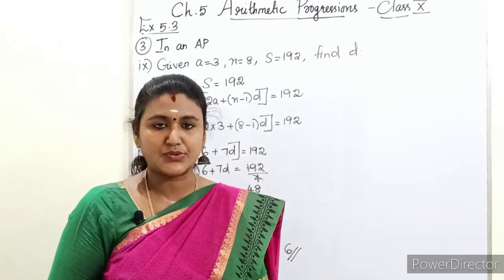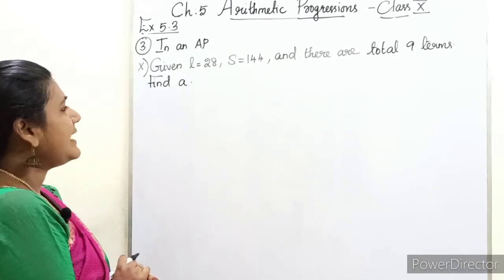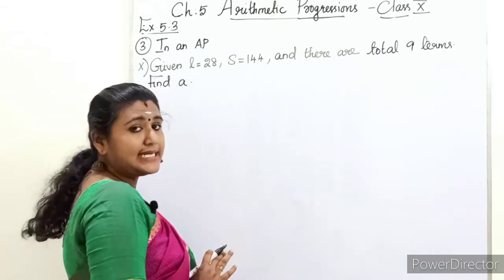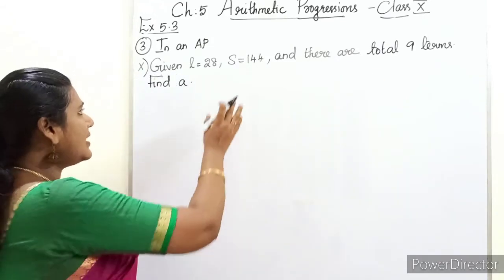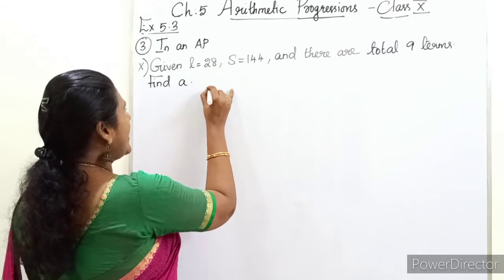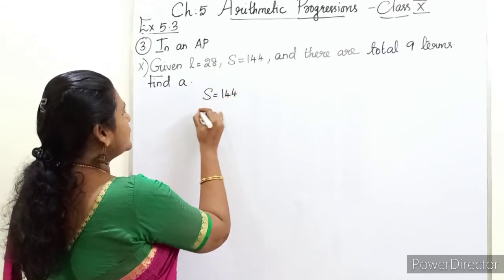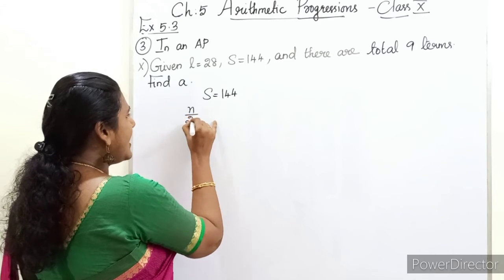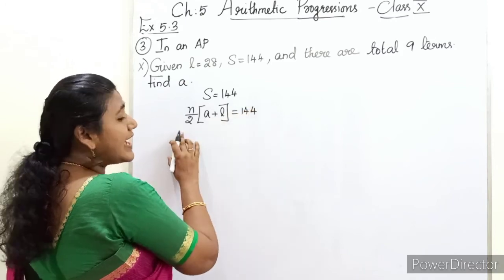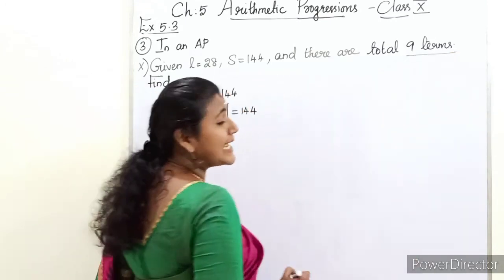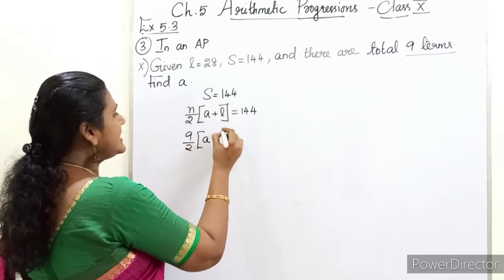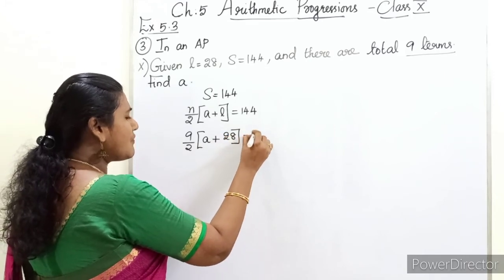Now we will see the last question. So question number 10. Given L is equal to 28, S is equal to 144 and there are total 9 terms, find A. Okay, so here, since L is given, we will use the second formula for S. So S is equal to 144. We will write the second formula, n by 2 into A plus L is equal to 144. So what is the value of n? It is given that there are totally 9 terms. So 9 by 2 into value of A we have to find. L is given as 28, is equal to 144.